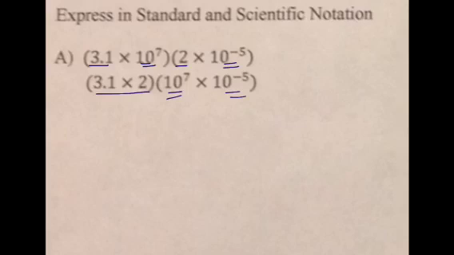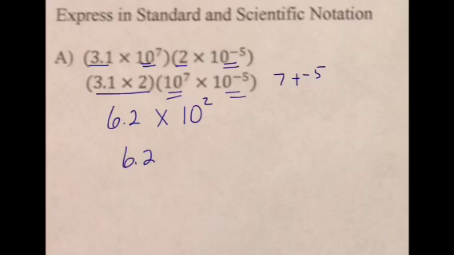So 3.1 times 2 is 6.2 times, and our bases are 10, they match, so all we're going to do is add the exponents. So it's going to be times 10, and then 7 plus negative 5 is going to give us 2. So our answer in scientific notation would be 6 and 2/10 times 10 to the second power. In standard form, we're going to take that 6.2 and we're going to move the decimal 2 places to the right. So in standard form, we're going to have 620. So this is standard and this is scientific notation.